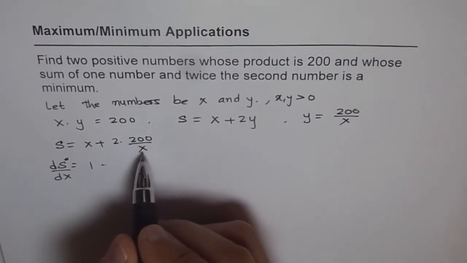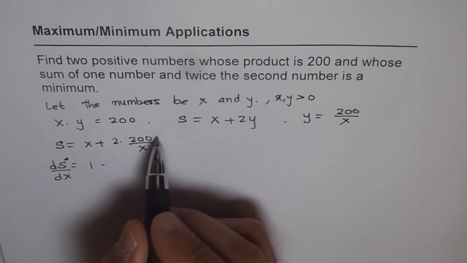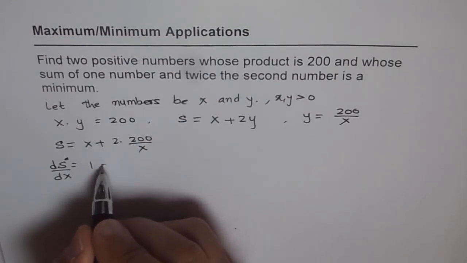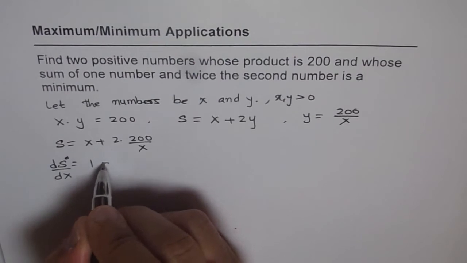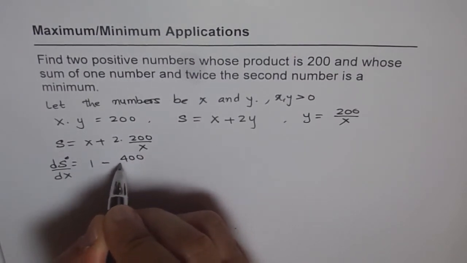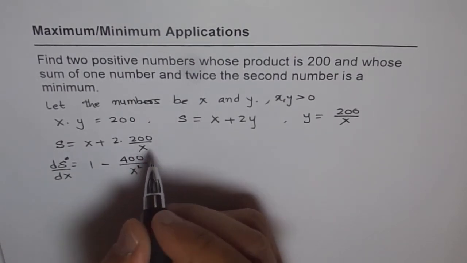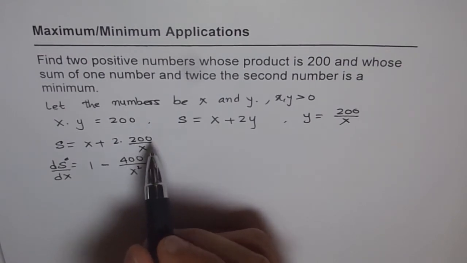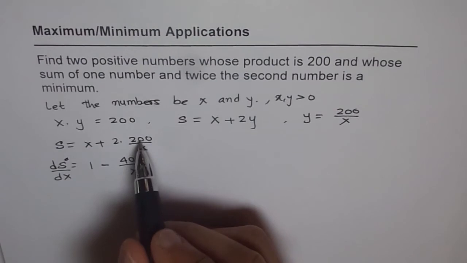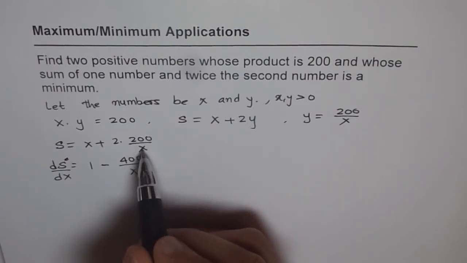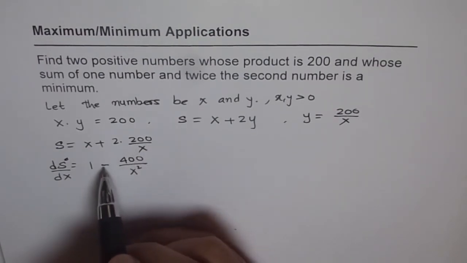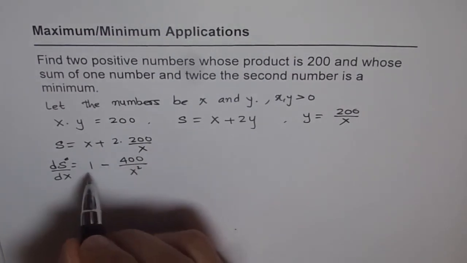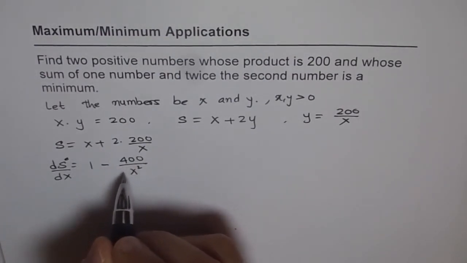We can always think that this is 400 x to the power of minus 1. So in that case it will be minus 400 over x squared. Or you can use the quotient rule where the denominator squared is x squared, the derivative of the first term is 0, then minus the derivative of x, which is minus 1. So that's how you get this negative term, right? So 1 minus 400 over x squared.